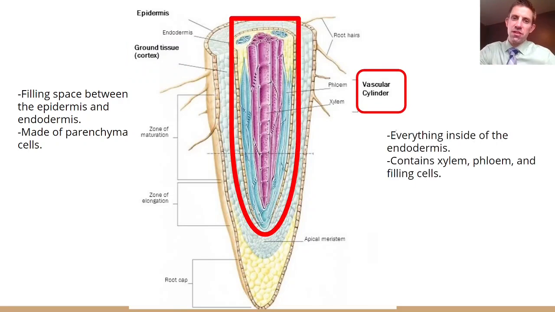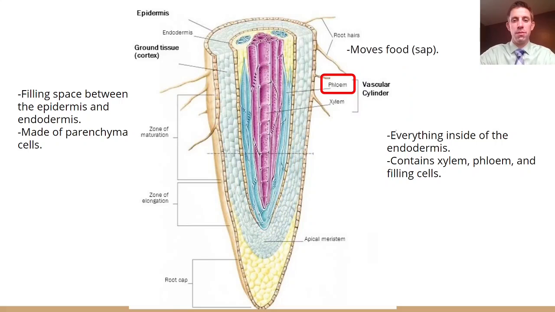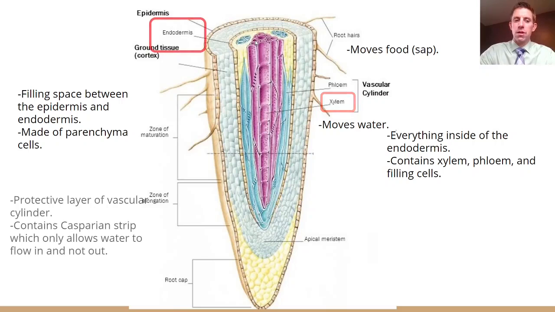The vascular cylinder is everything, including the endodermis and inside of it. So the endodermis, the xylem, and the phloem, and then the remaining filling cells in between it. And really, the vascular cylinder's job is to contain and withhold the vascular tissue, which moves materials around inside of the plant. The phloem is a type of vascular tissue that moves the sugary substances, or its food, and the xylem moves its water around. You can tell in this image here, the xylem have larger vessels to be able to move water, and the phloem are a bit smaller.